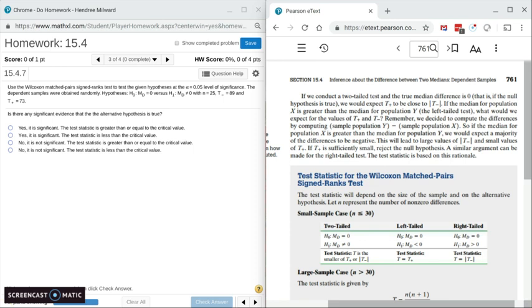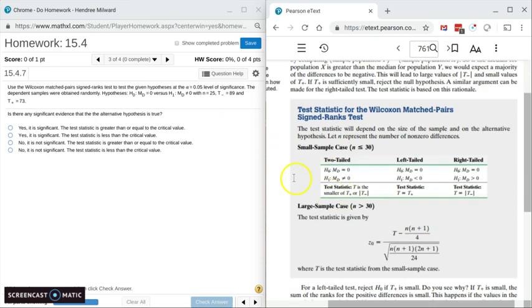Okay, this is number 3 on section 5.4. I just want to walk you through this one. Unfortunately, StatCrunch won't help us because we don't have the raw data. We just have the T and the N for this matched pairs test. So I just want to take you through how the book has us do this.